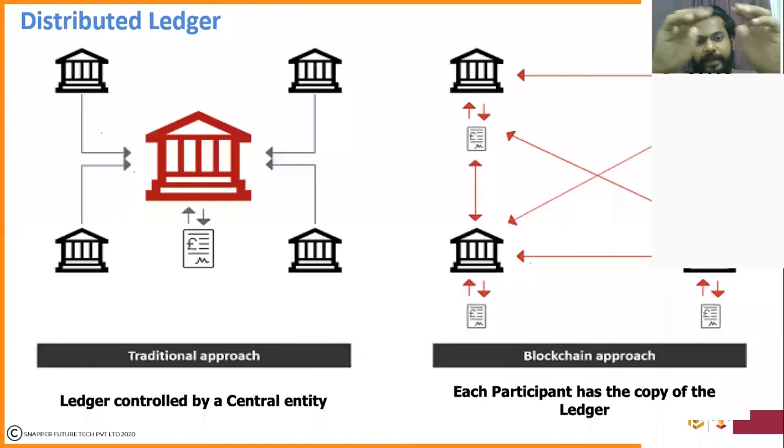First of all, if the network architecture is peer-to-peer, you cannot have your ledger keeping process in a centralized manner. It happens in a distributed manner. That is why it is called a distributed ledger, that every participant in the network has a copy of the ledger.